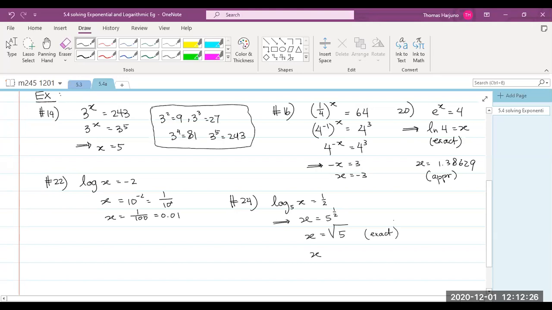Then you use your calculator, square root of 5, to give us the approximate solution. And again, the approximate solution should be up to 5 decimal places. Now, these are the basics. Going on.